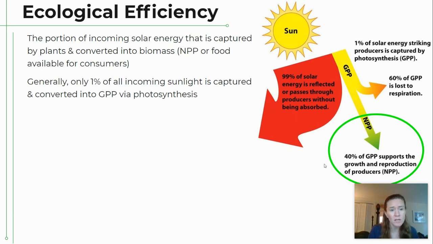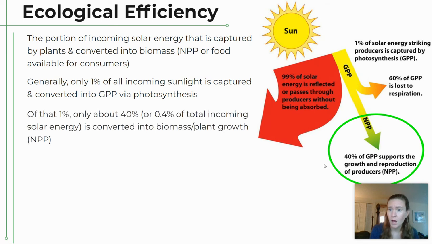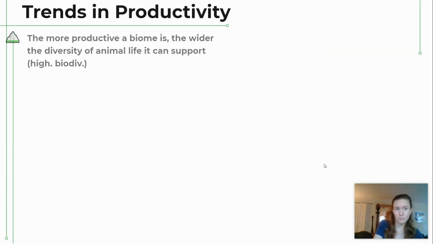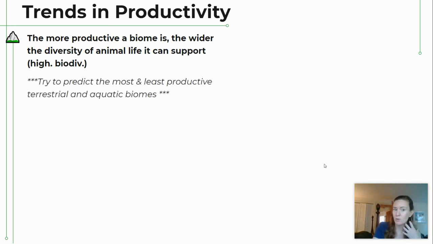Generally, only 1% of all incoming sunlight is captured and converted into GPP via photosynthesis. Of that, only about 40%, or 0.4% of total incoming solar energy, is converted into biomass. In some ecosystems, this isn't a hard and fast rule. Some ecosystems are more efficient than others. The more productive a biome is, the wider the diversity of animal life it can support, high biodiversity.